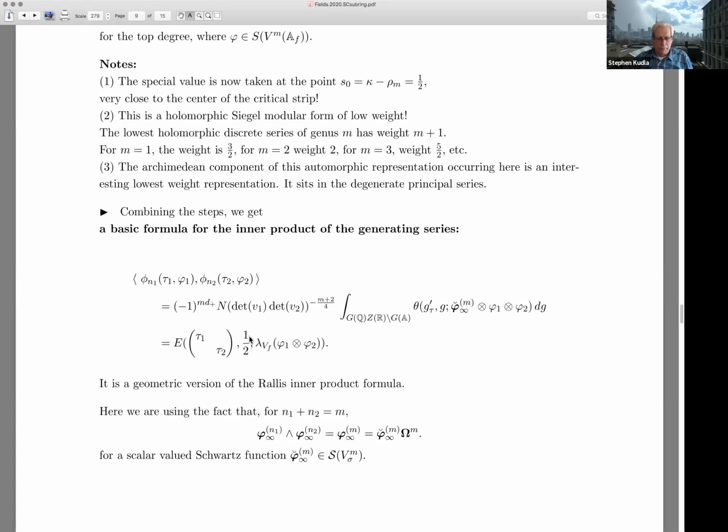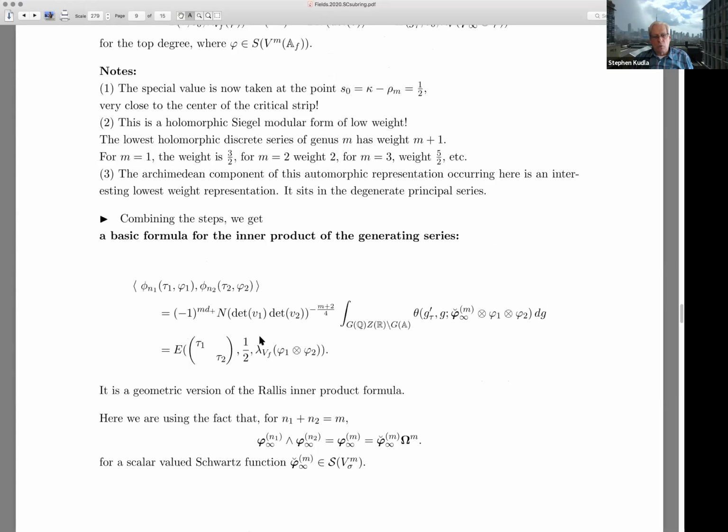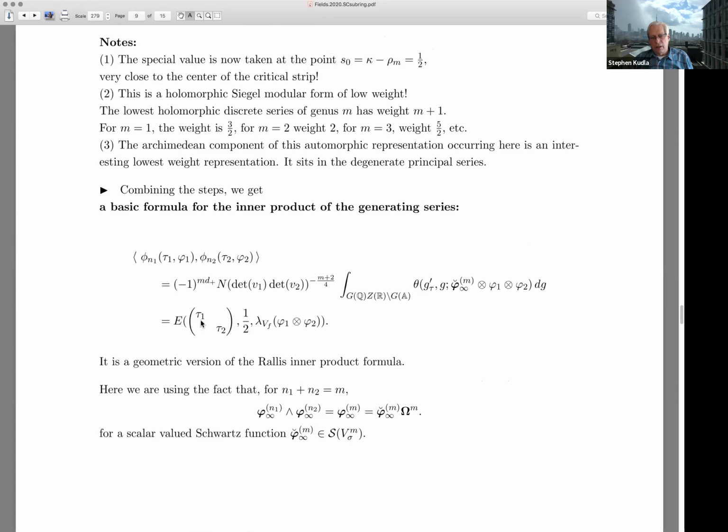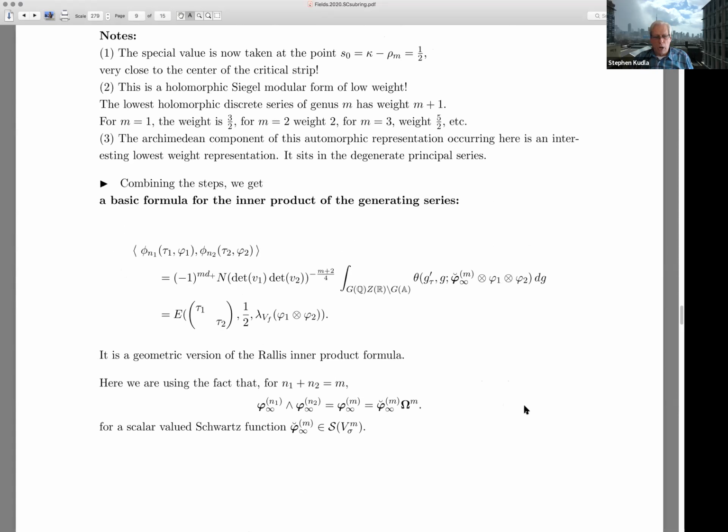motivic L-functions here. Okay, but you see, remember there was this pullback relation, namely the cup product here is the same as the degree where I've restricted this tau to be block diagonal. So the cup product is equal to a block diagonal pullback of the special value of this Eisenstein series. So this is a very pretty formula for the cup product.